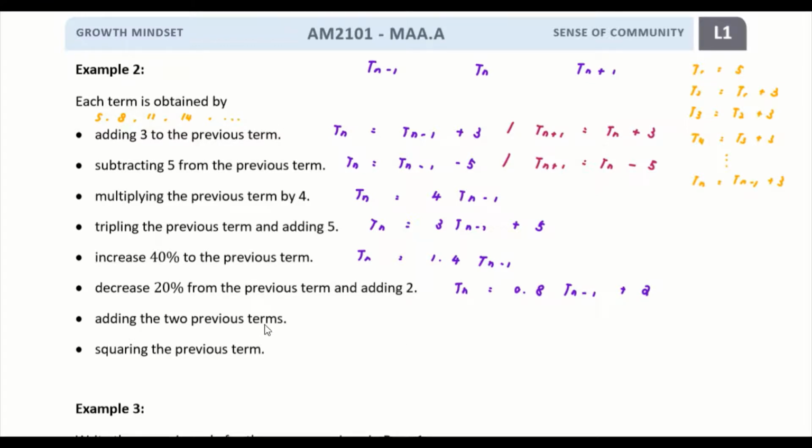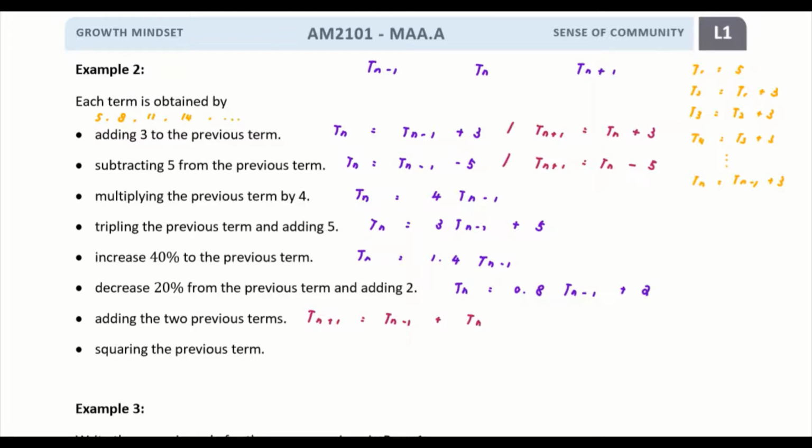Okay, so adding the two previous terms. This is a harder one. When we say adding two previous terms, what does that mean? It means that you will need two terms beforehand to find the next term. Am I right? So for me to get Tn plus 1, I need to use these two terms together. The first idea is Tn plus 1 will be equal to the addition of the previous two terms, so Tn minus 1 plus Tn.